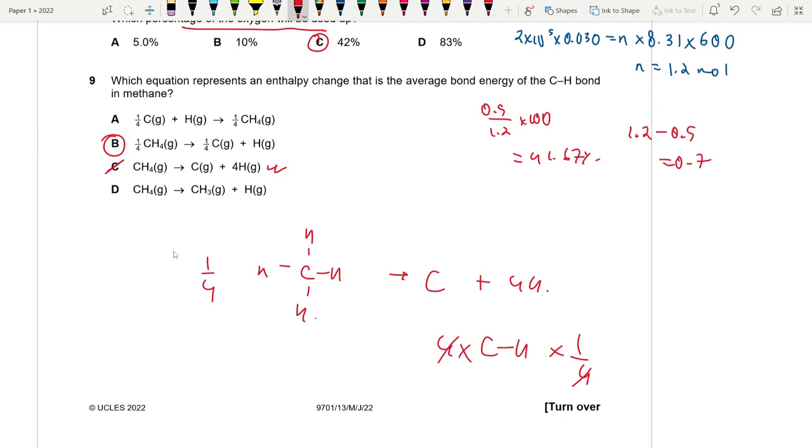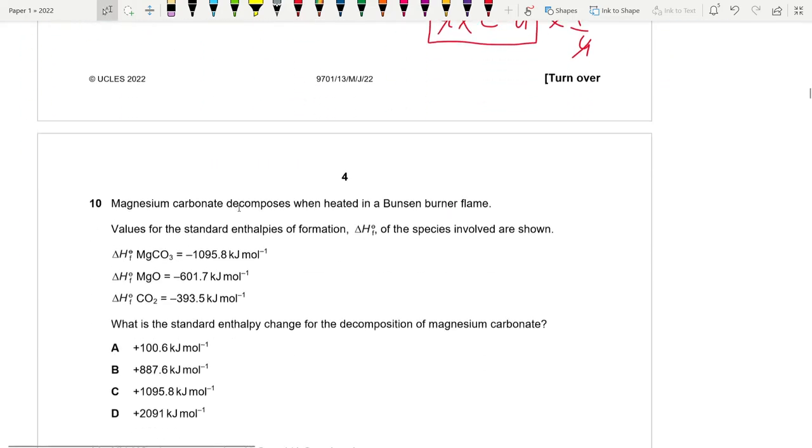And remember, bond energy is always represented in bond breaking, not bond making. That's why we didn't opt for A. And why not D? This is bond making, these other 3 are bond breaking. Why not D? Because in D, we only break 1 bond. That is not the average bond energy though. To get the average bond energy, what do we need to do? We need to break all 4 and then divide by 4. Then we're going to get the average, right? That's how average works. Interesting question.